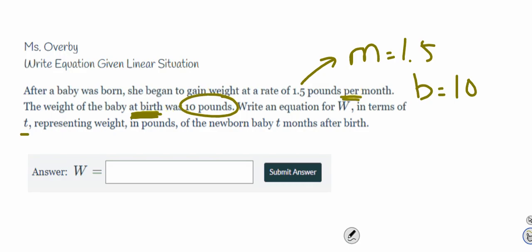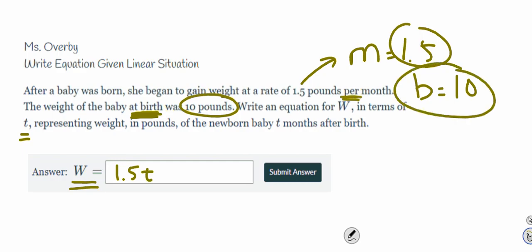So once again, we're used to X and Y, but that's okay. Instead of saying Y equals, they're saying W equals. They took care of that. So we just need to put our slope in first, our rate of change of 1.5. And instead of writing X, we need to write a T. And then we need to put our y-intercept, which is 10. Hit submit, and we'll get it right.